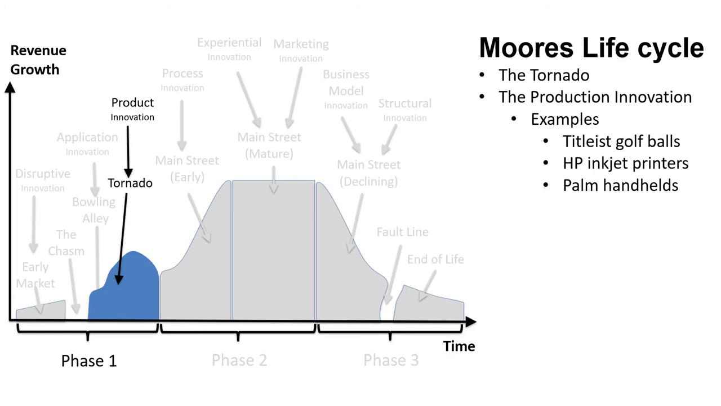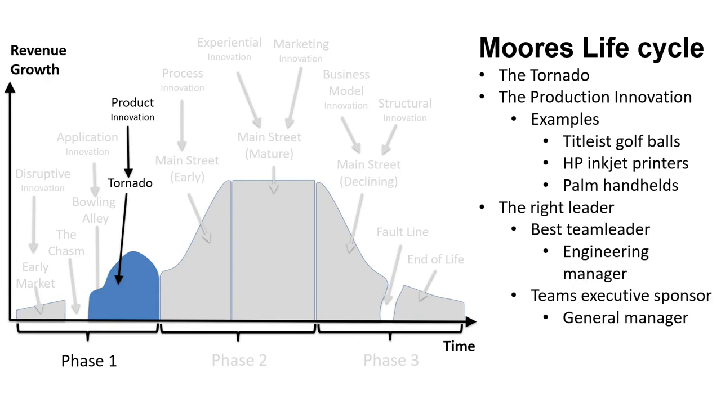Stage 4. The Tornado. Product innovation is the aligning innovation type. Product innovation takes established offerings in established markets to the next level. The focus can be on performance improvements, as with Titleist Pro V1 golf balls, cost reduction, as with HP inkjet printers, usability improvements, as with Palm handhelds, or any other product enhancement.